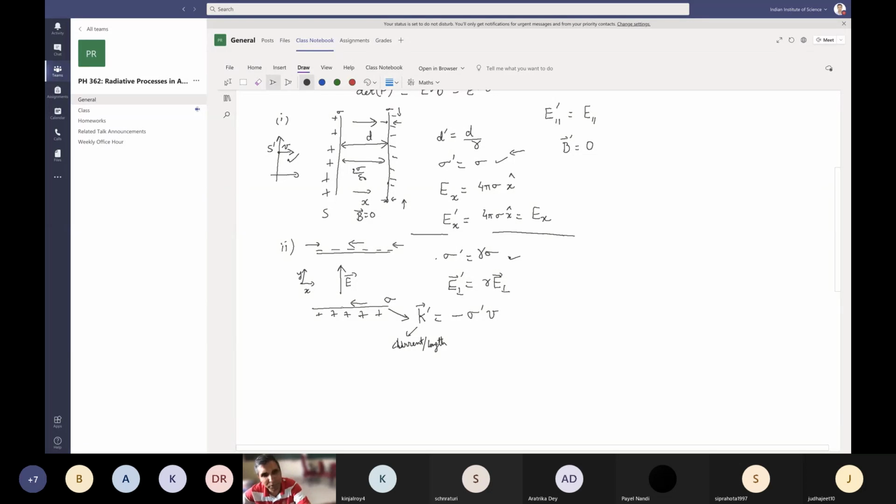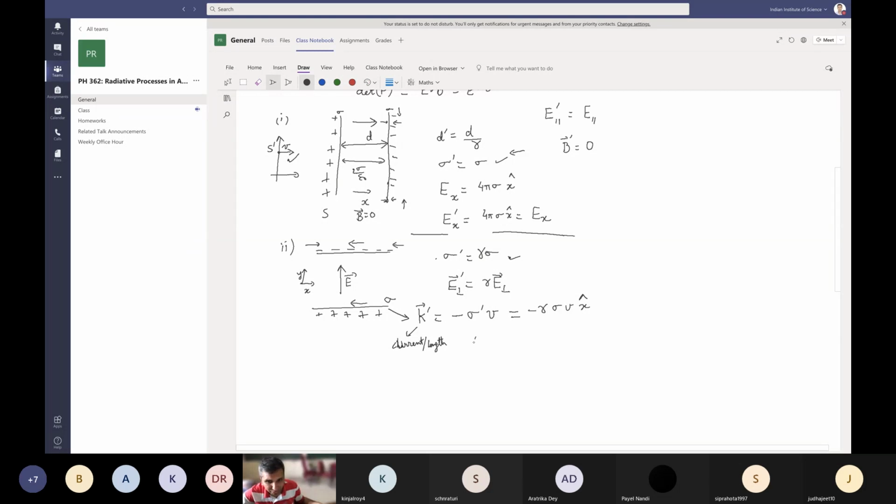For the observer moving in the positive x direction, the bottom plate is moving in the minus x direction, and current density is nothing but charge density times the velocity, which is minus gamma sigma V x hat. Okay, so this is K prime. So if you have currents in this direction in the primed frame, you will also have magnetic fields, right?